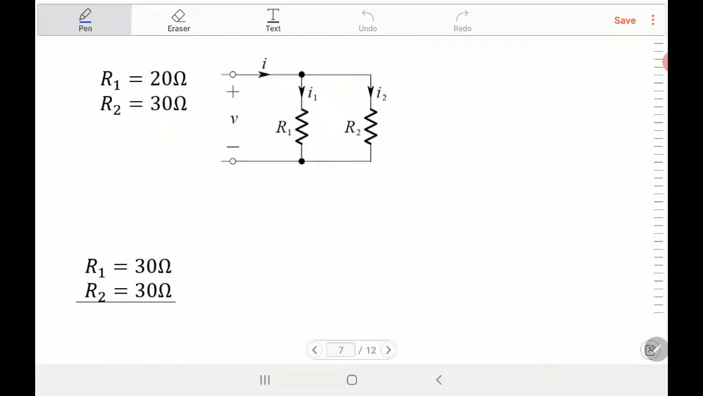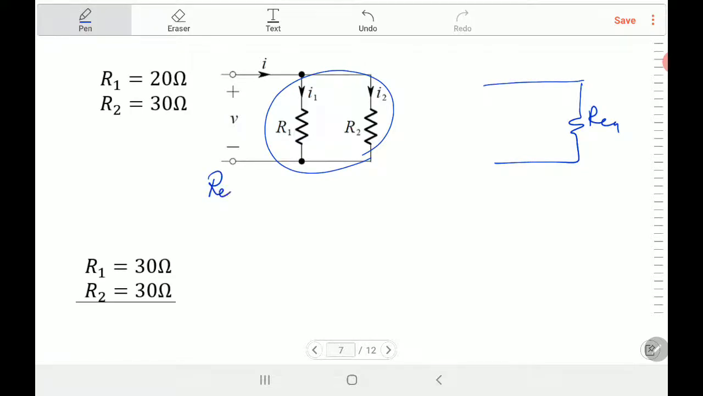Example, you have here 20 ohm, you have 30 ohm, you want to find the equivalent resistance. What does equivalent resistance mean? It means you want to represent these two resistors in parallel by only one resistance, like that, the equivalent. So according to the formula I just explained, for two resistors only, R equivalent equals R1 times R2 divided by R1 plus R2. That's 20 times 30 divided by the sum.